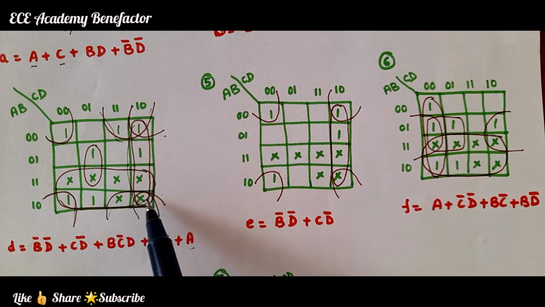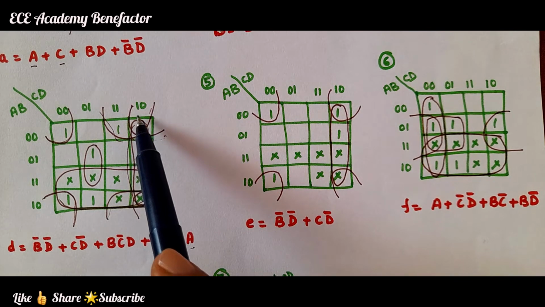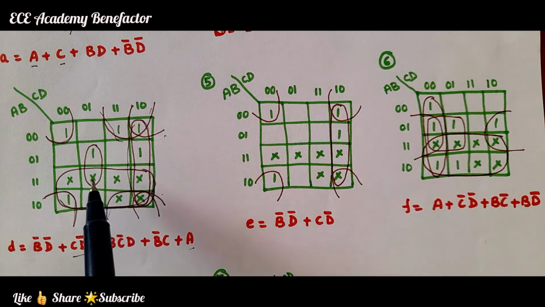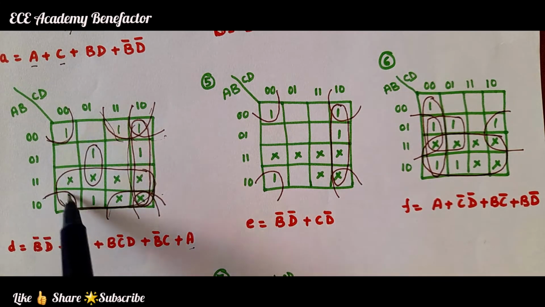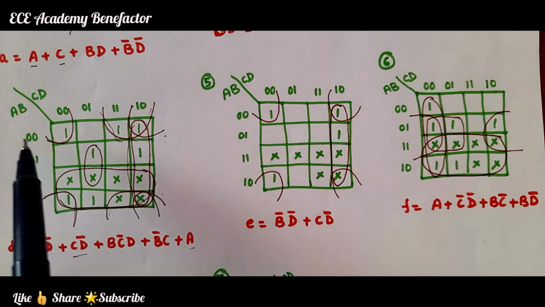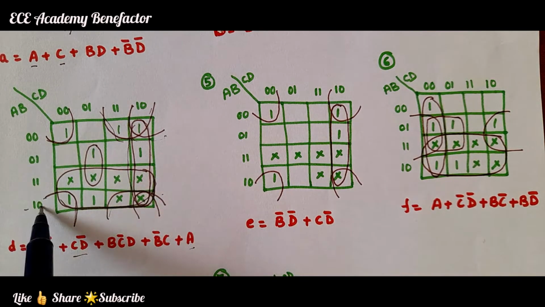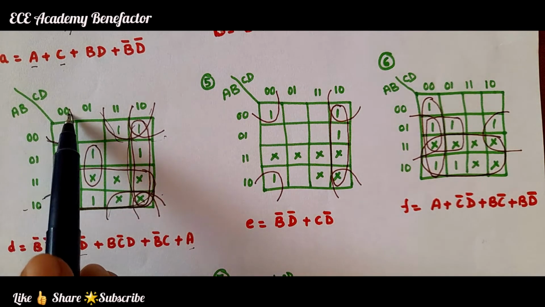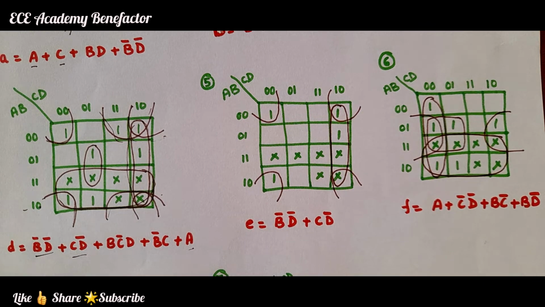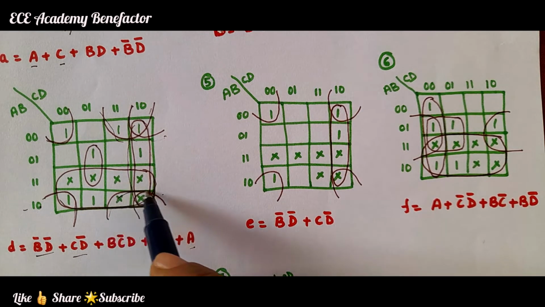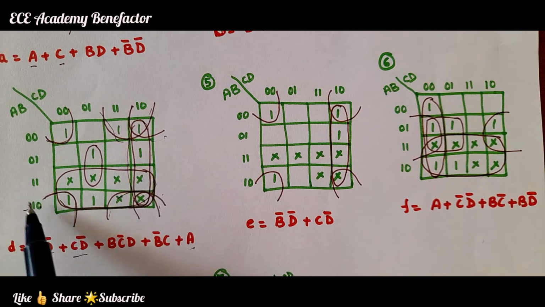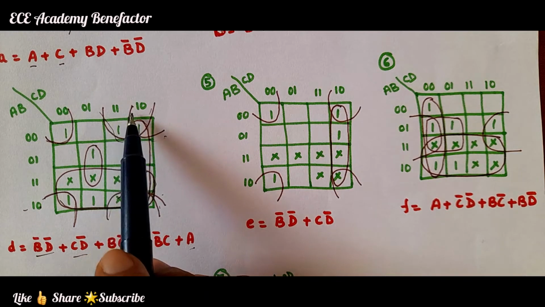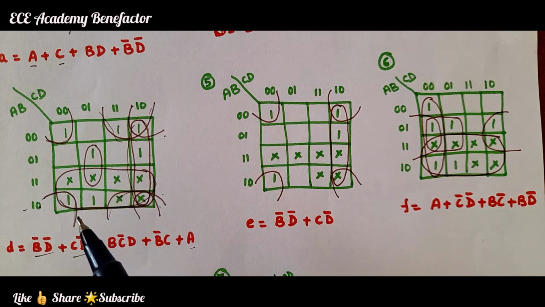For this quad, what is common? 1 0, which means C D bar. Now, for the corner ones making a quad, in these two rows 0 is common and in these two columns 0 is common. So it will be B bar D bar. Now for this overlapping quad, for these two rows 0 is common and in these two columns 1 is common. So it will be C D bar.